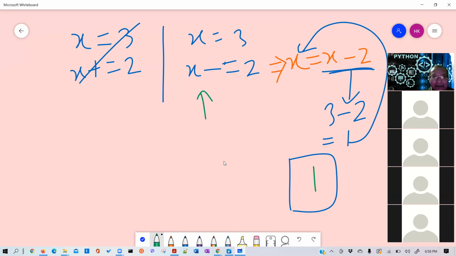And what is its answer? When you print, what happens here when we print? If you print, you get 1. Okay, so same thing, right?